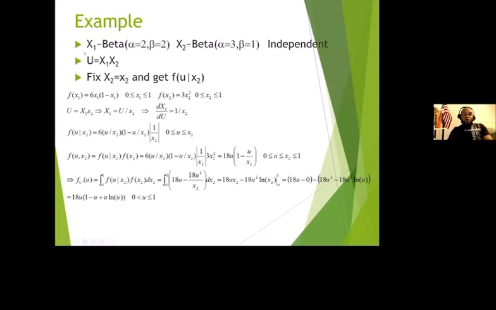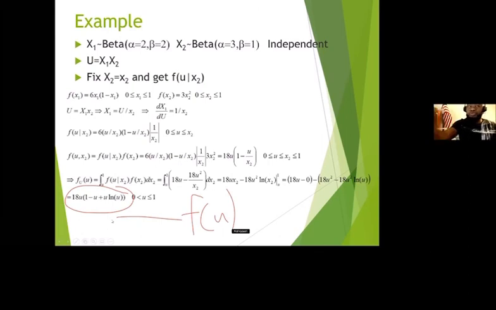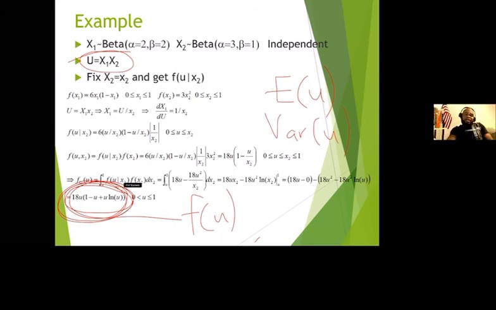So what we're looking for is f of u. At the end of the day, since I now have my joint, I'm going to integrate with respect to x2 using the range. And finally, this is my f of u. Don't forget, what is my u? U is the product of x1 and x2. Because another question can be asked: what is the expected value of u? What is the variance of u? Then you're going to use this function here, the resulting expression, to be able to do that. So this is how to do that.